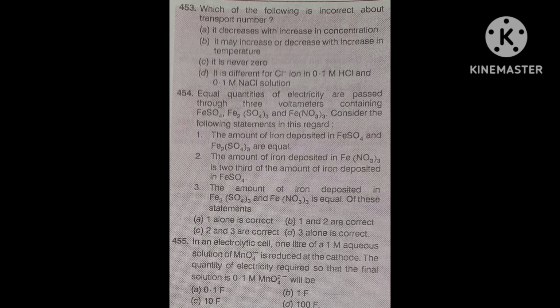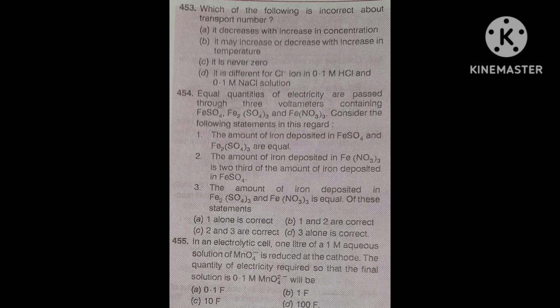Now I am telling you why. Here you can see transport number can be 0. That is, at high concentration of cadmium iodide CdI2 solution, cadmium ion Cd2+ may have 0 or even negative transport number due to formation of complex ion CdI4 2-. This is the main reason. Okay, transport number can be 0.